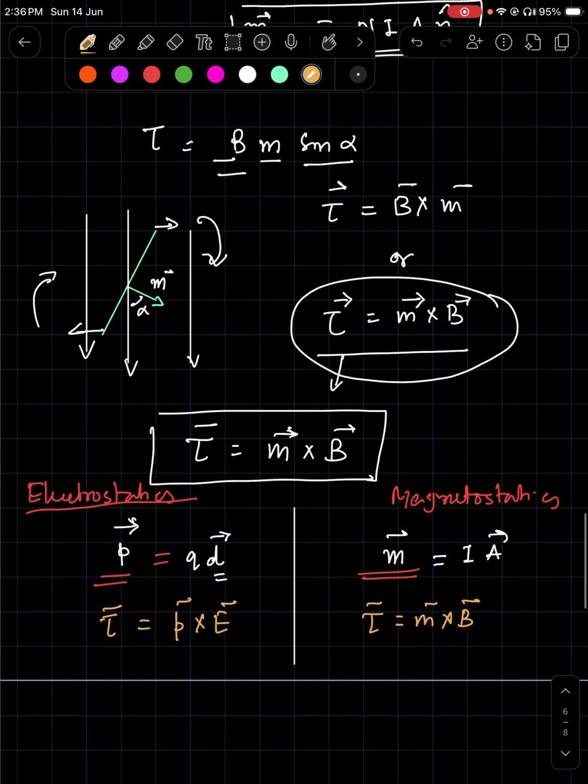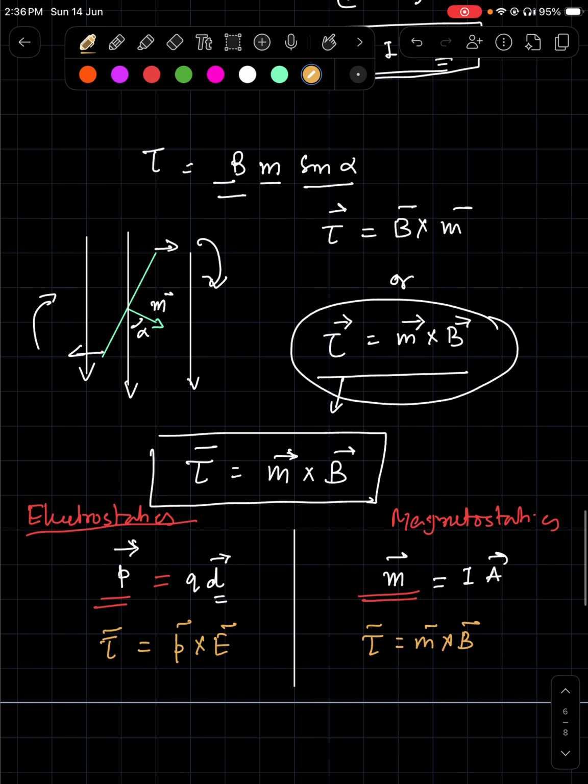So ultimately, we have found the torque when a plate is tilted and whose area vector is making an angle alpha. That means the magnetic dipole moment is making an angle alpha with the magnetic field. Then the torque becomes M cross B. So this is a more general formula of torque when a plate is kept tilted in a uniform magnetic field.